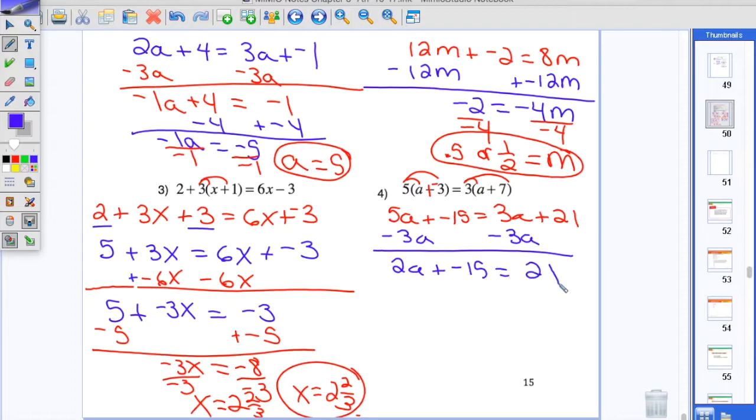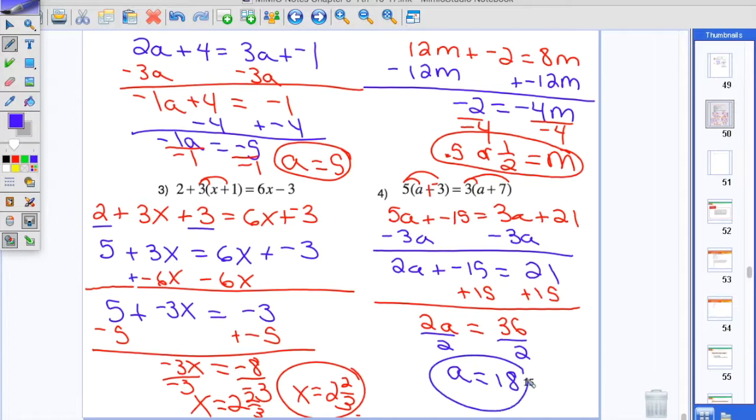Now we solve the two-step equation. We're going to add 15 to both sides. So we're left with 2a is equal to 36. Divide both sides by 2, so a is equal to 18.